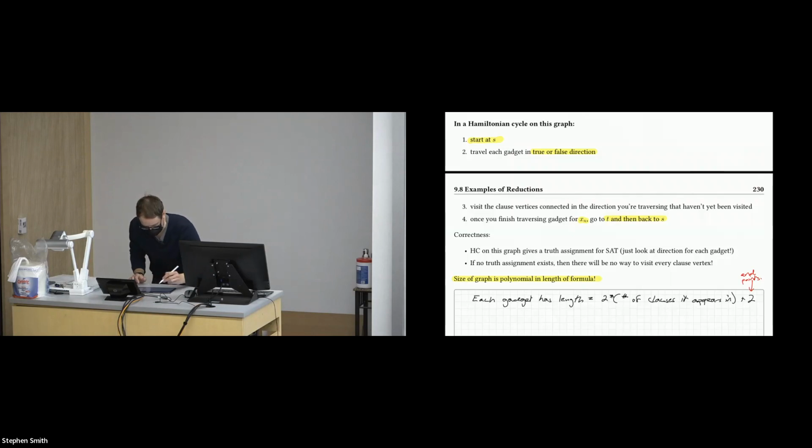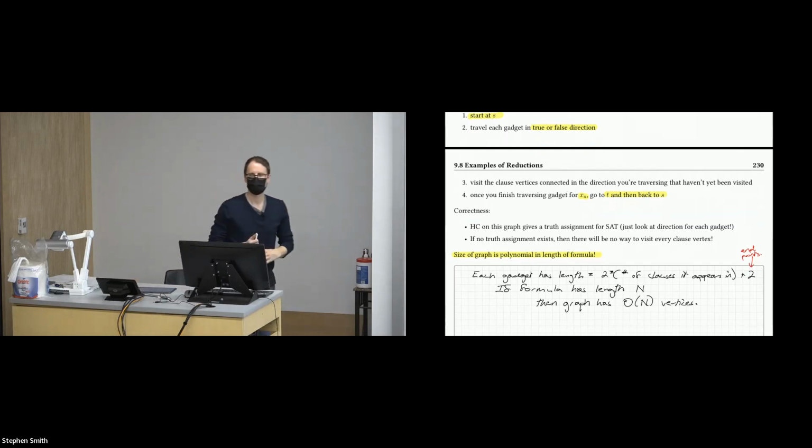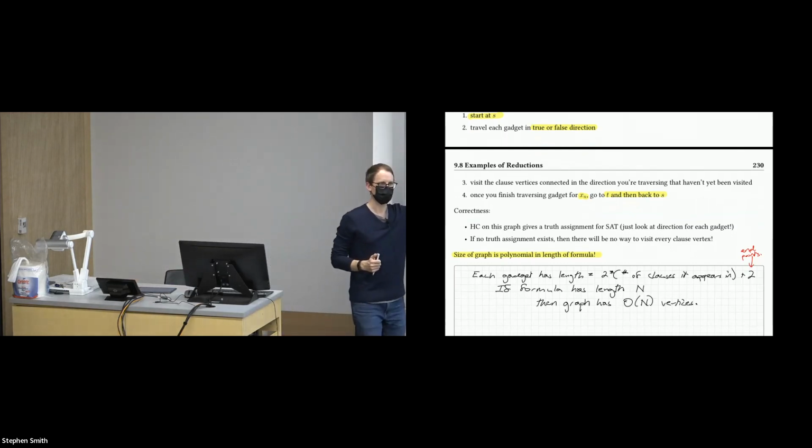And so it actually grows with like... formula has a length, like the total number of variables appearing in the formula is length capital N, then the graph has big O of N vertices. The constant in front is something like 3.